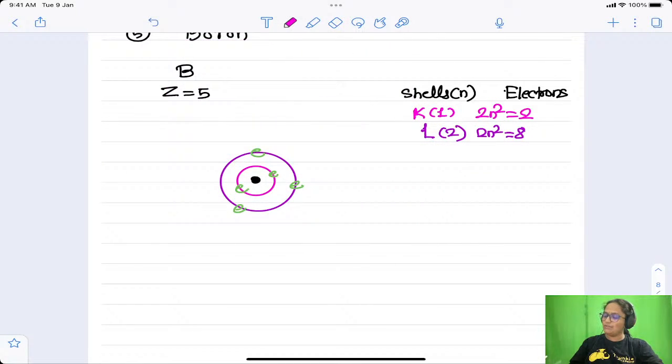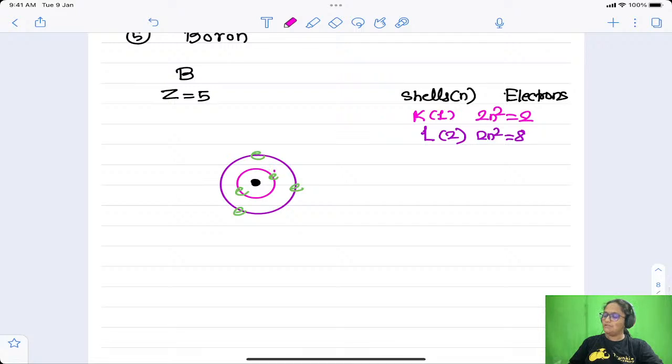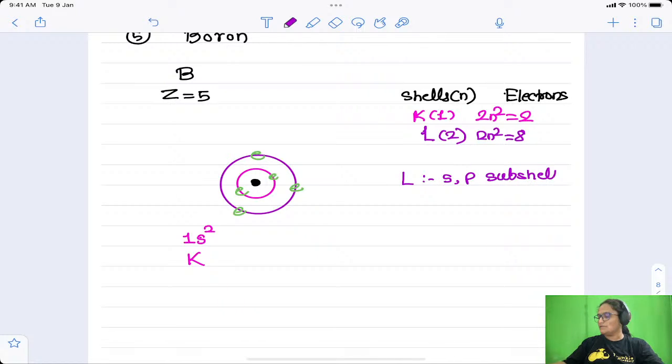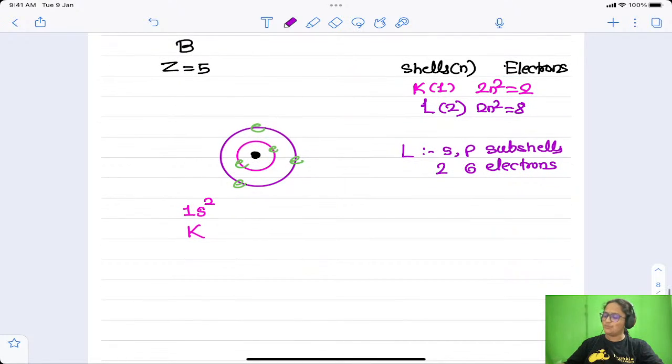Now let us see the electron configuration. First of all, let us write down for the K shell. For the K shell, the shell number is 1, the symbol is s, and the number of electrons is 2. This is for the K shell, right? Okay, now the next is the L shell. For the L shell, we know there are 2 subshells, s and p, right? The subshell s always contains 2 electrons, p contains 6 electrons, right? Yes, that is the capacity of these subshells. We have seen this part previously also.